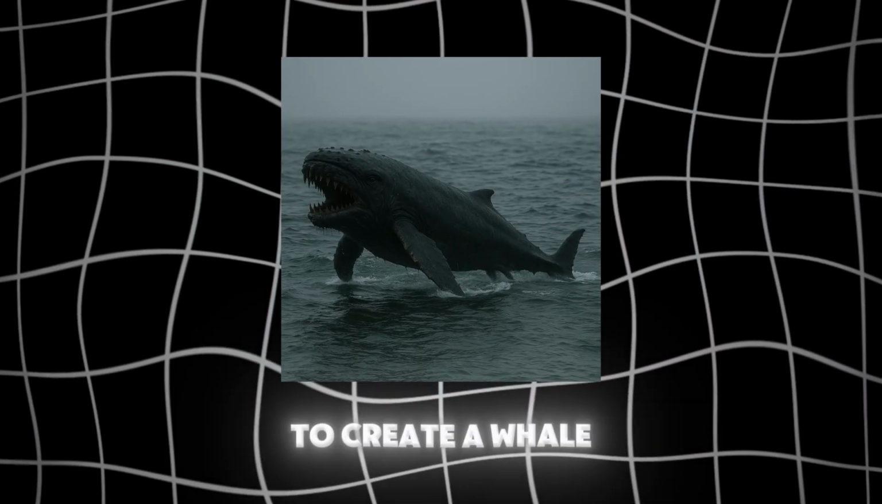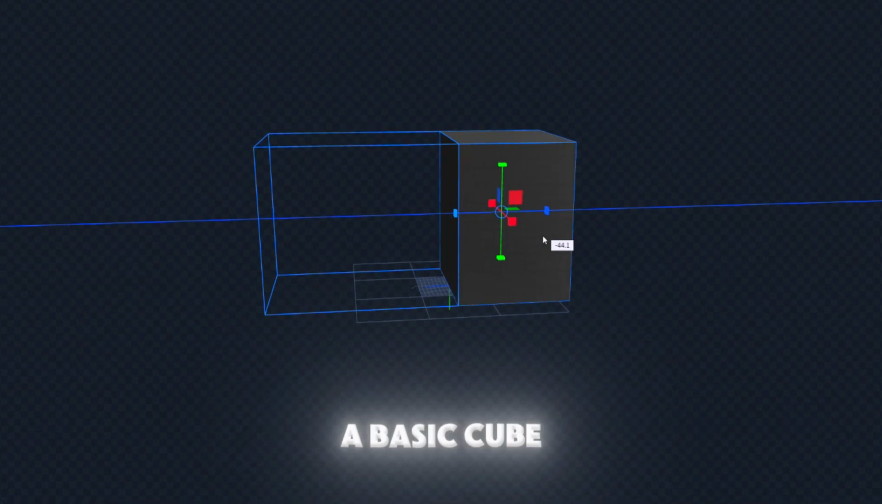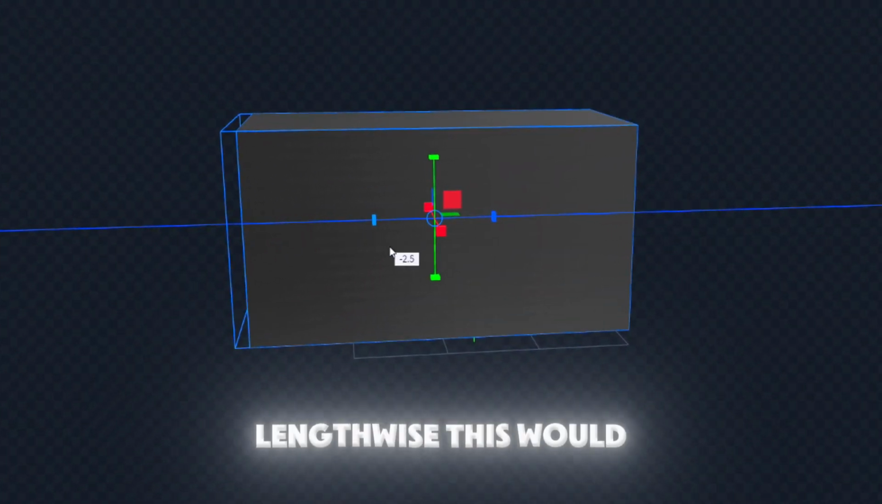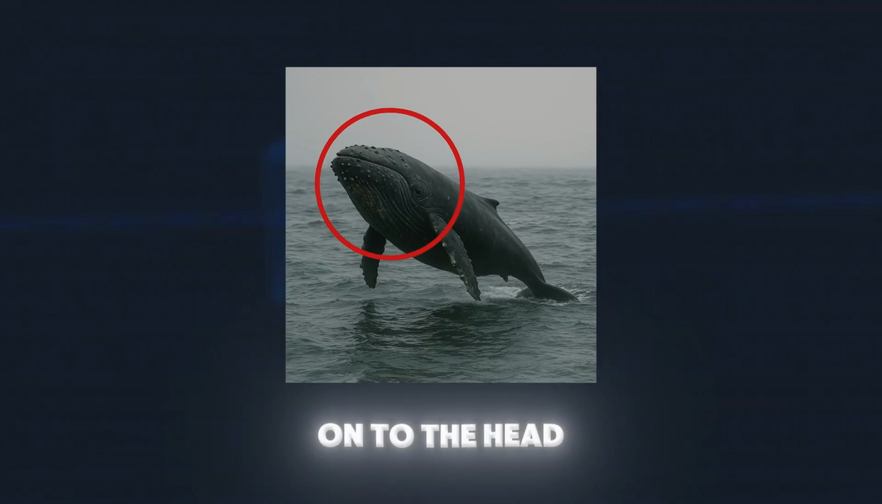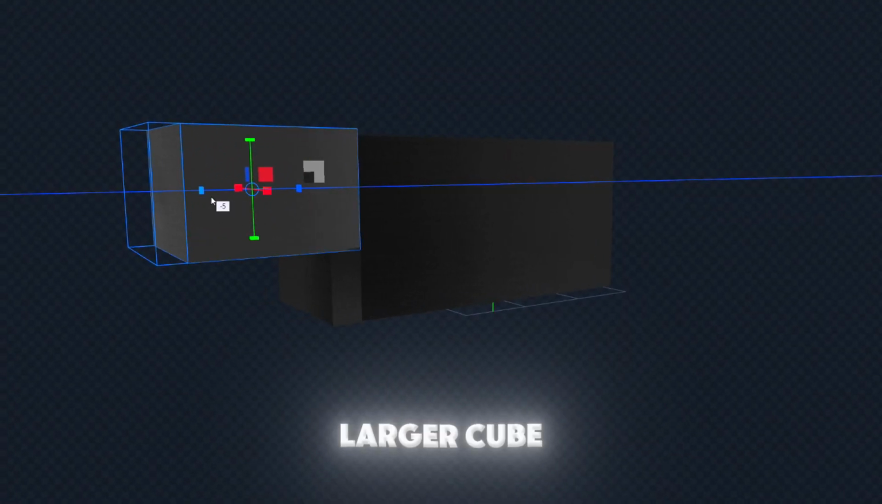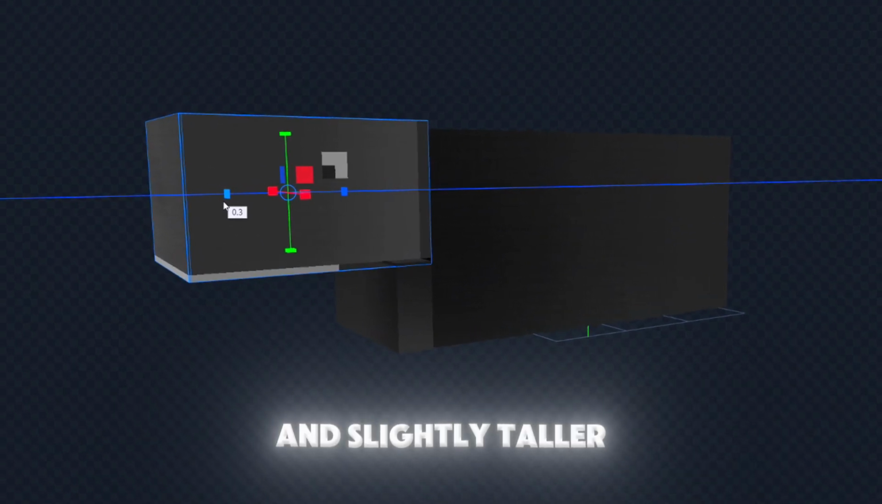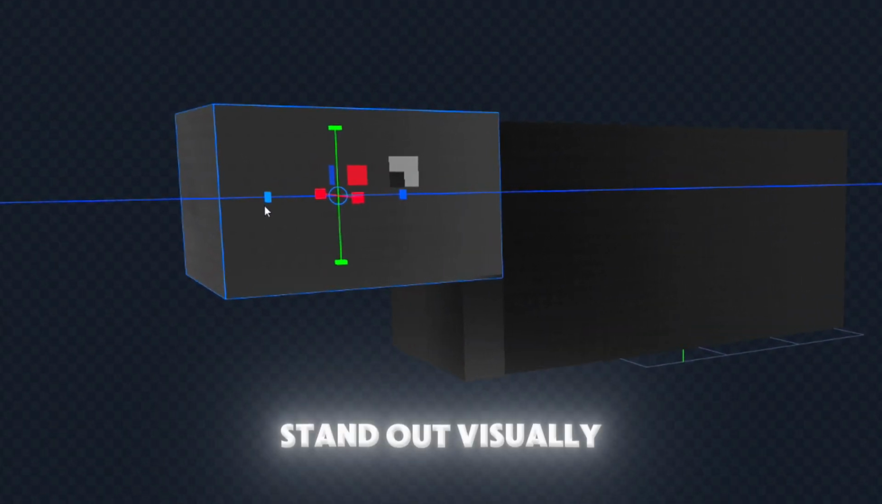Now, it's time to create a whale. I started with a basic cube and stretched it out lengthwise. This would be the base for its massive body. Then, I moved on to the head. I used a larger cube, made it wider and slightly taller than the body to make it stand out visually.